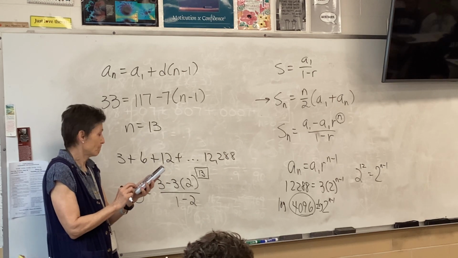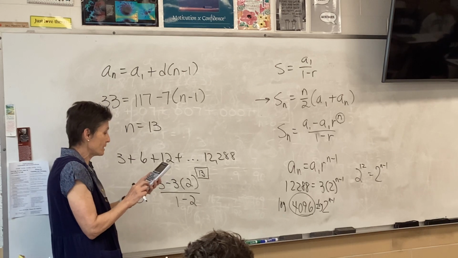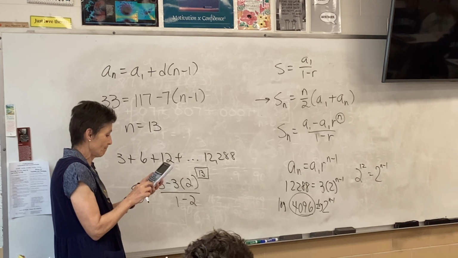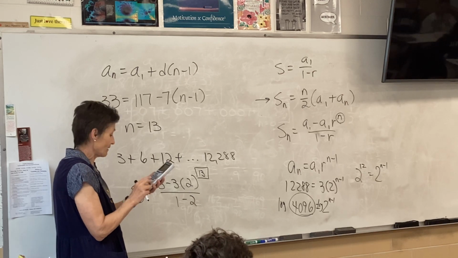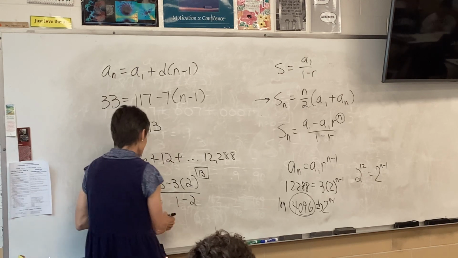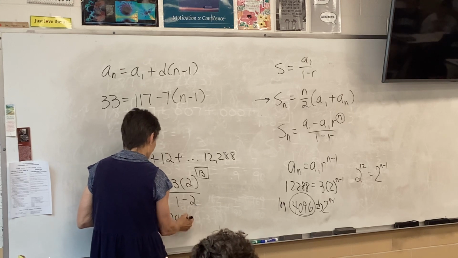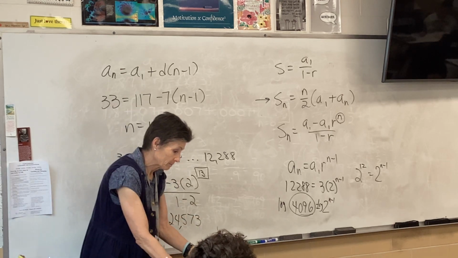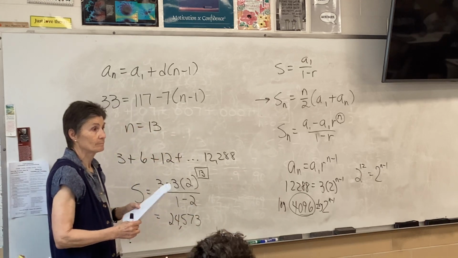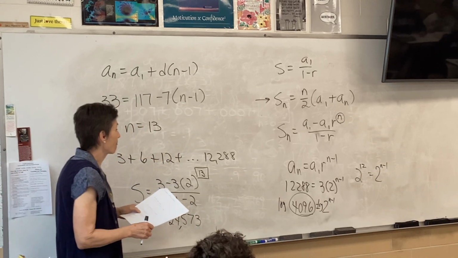You've got to show it. Okay, so 3 minus 3 times 2 to the 13th, divided by -1. My sum would have to be 24,573. So what did you get?